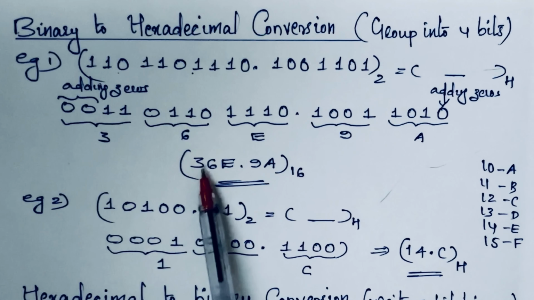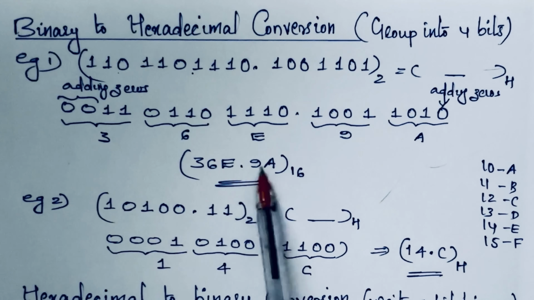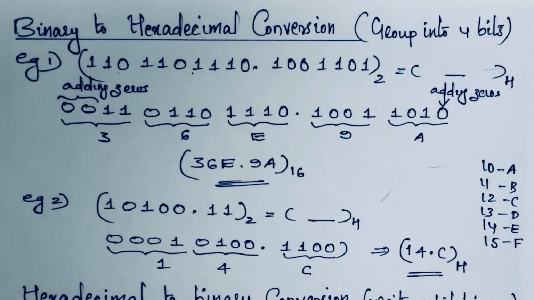So the final answer is 36E.9A base 16. Now, if we take one more example, 10100.11 base 2. So again, we have to start grouping from the binary point towards the left side, and after the binary point towards the right side.